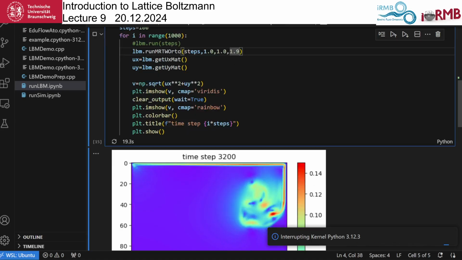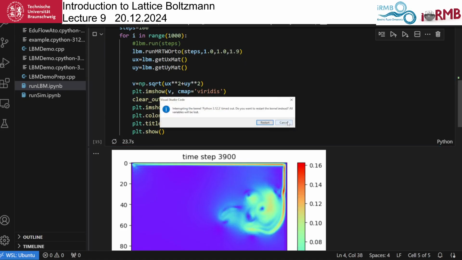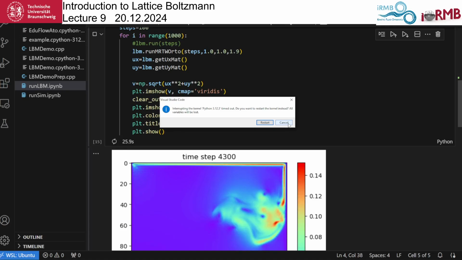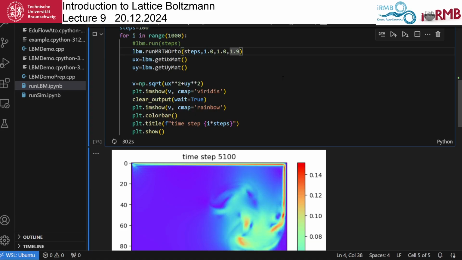So now we have the opportunity to really change this rate without killing our simulation. Timed out, cancel. I don't know what this is. So now we have the opportunity to really change these relaxation rates without killing our simulation.